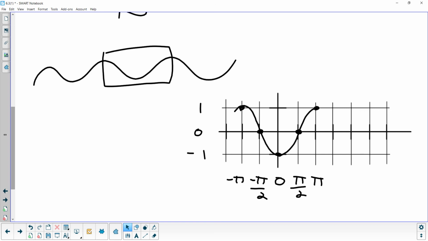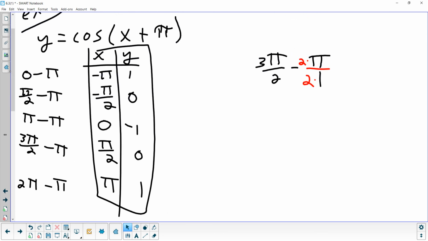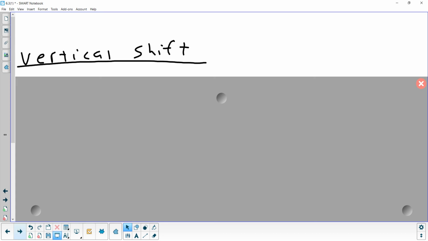So the last transformation we're going to do is a lot easier. When you're shifting left and right, first of all, you have to remember to do the opposite, and you have to do arithmetic with the x column. Doing arithmetic with the x column is annoying because you have to deal with all these pi's. When we do a vertical shift, we don't have to do anything with the x column because it's moving up and down. We're going to be working with the y column. Think of the numbers in the y column: 1, 0, negative 1. It's very easy to do arithmetic with those three numbers.